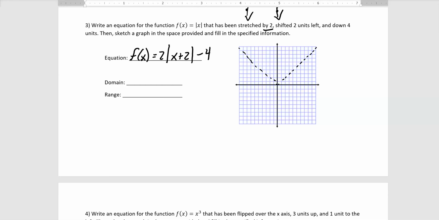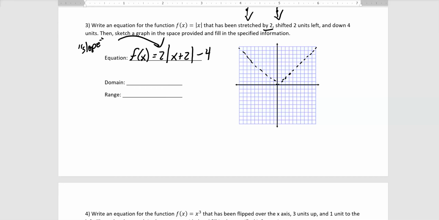Okay, so if you recall that original absolute value function, it had that V shape. So let's talk about how these transformations work on it. So the stretch by 2 is probably the most important. So whereas the original absolute value went up 1 over 1, this one is going to go up 2 over 1. You can almost think of this as the slope of the absolute value.